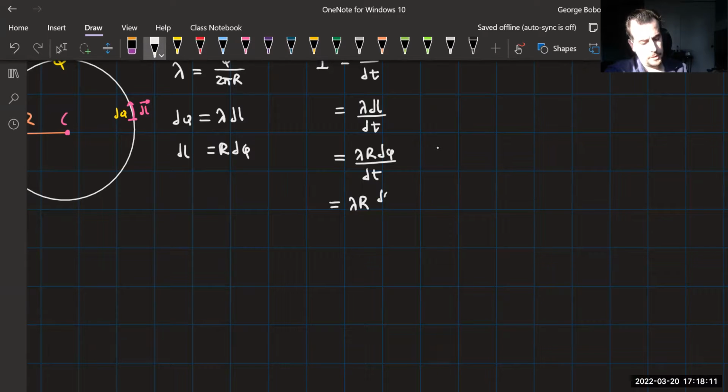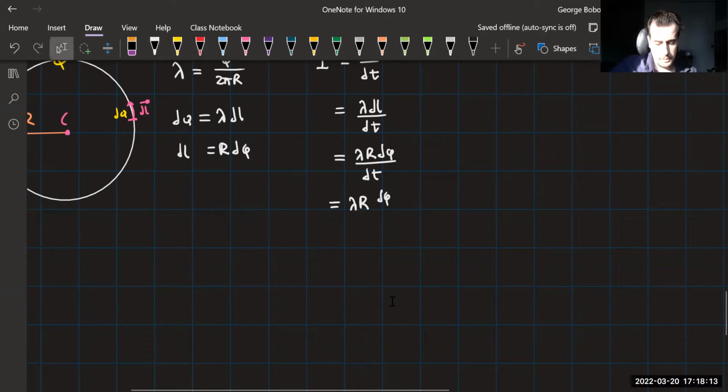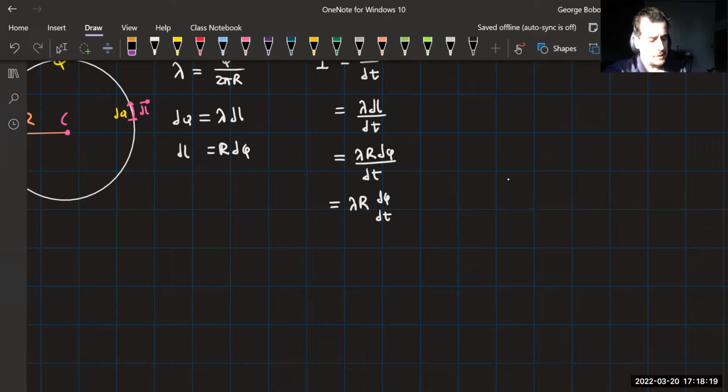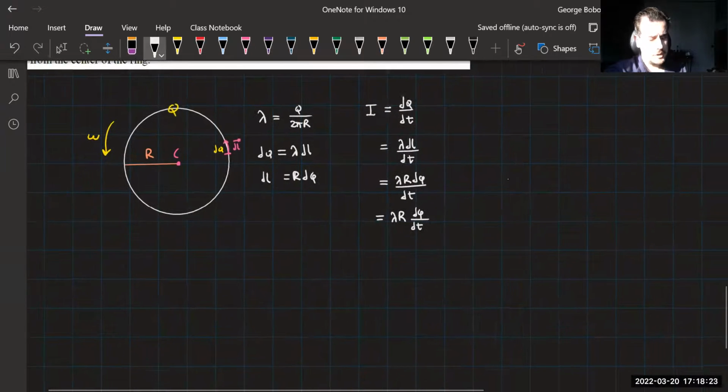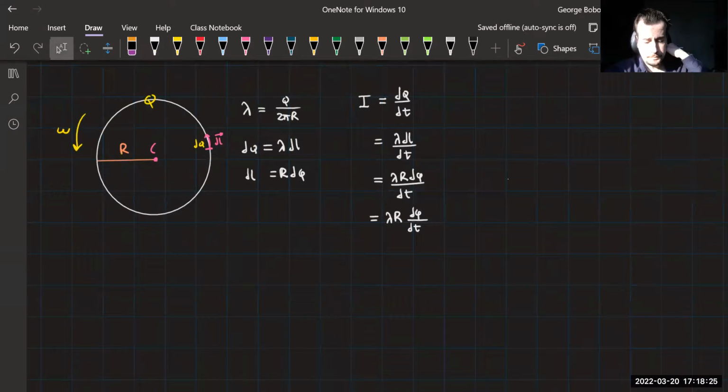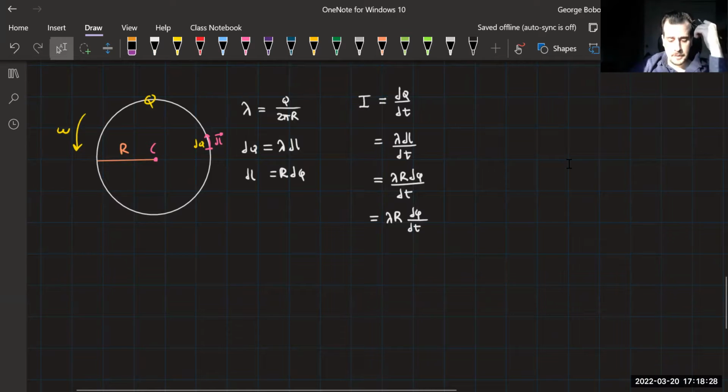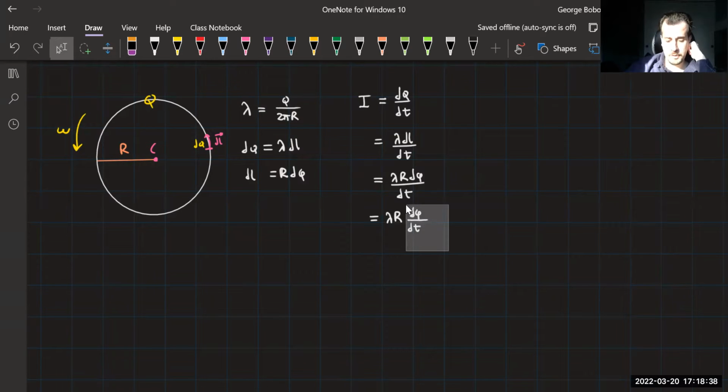Can Leah tell me, is Leah still here? Yes. Okay, what do you think this d phi dt represents here? This change of angle per unit time. So it's somewhere on the diagram. What is this guy? Because I can move the partials around and write the derivative like this. What is this derivative, actually?